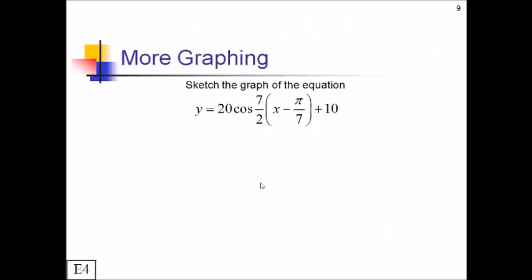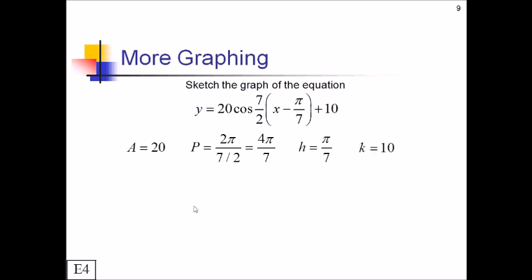Here's an example for you to try out on your own now. Pause the video and give it a shot. All right, so we'll start by picking out our letters. We've got an A value of 20. Period is going to be 2 pi over 7 over 2. Multiplying by the reciprocal 2/7, that's going to be 4 pi over 7. Next, for my h value, I've got positive pi over 7 and k value of 10.